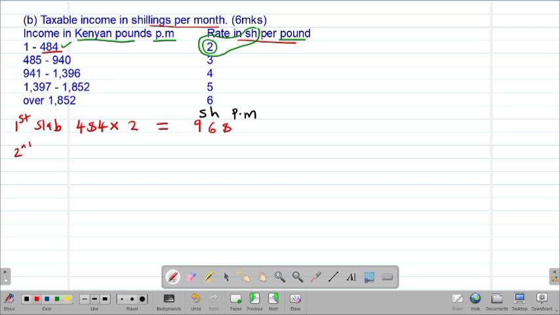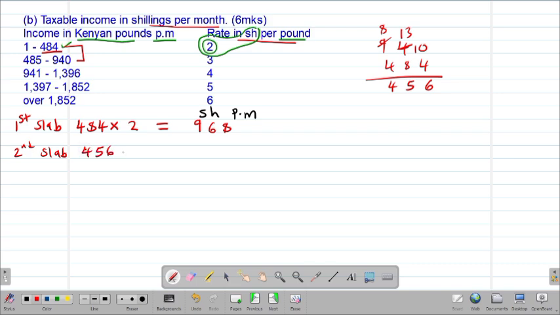So we go to the second slab, or what we call the second bracket. To get the amount of the second slab, we subtract these two. We just take 940, then of course minus 484. So I'll borrow one here. This is 3, 1. Of course, this will be 6. Then I'll borrow one. This is 8. This is 1. This will be 5. Then of course this will be 4.